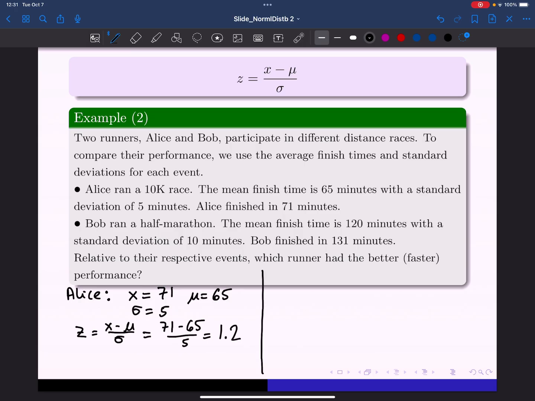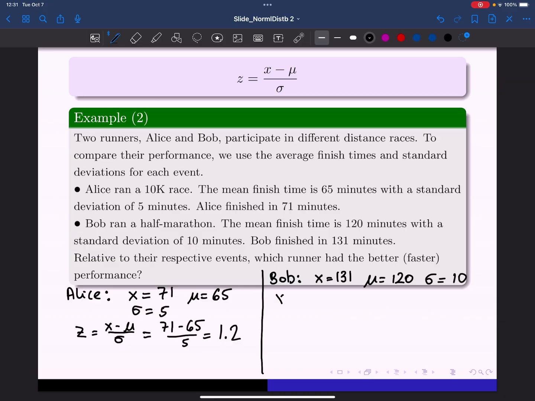Now for Bob, my x, the given data, is he finished in 131 minutes. So this is 131. The mean finish time is 120. So this is 120. And the standard deviation for the second race is 10 minutes.